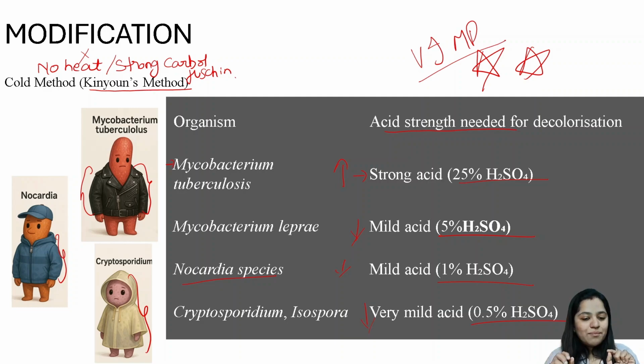Now, one point here to remember. What have I told you in your gram staining? That your Actinomyces and Nocardia both are gram positive, both are filamentous bacilli, but Nocardia species is acid fast. Weakly acid fast, and the acid strength needed is 1% H2SO4. This concept has been repeated multiple times. Okay, clear? Now let's move ahead.